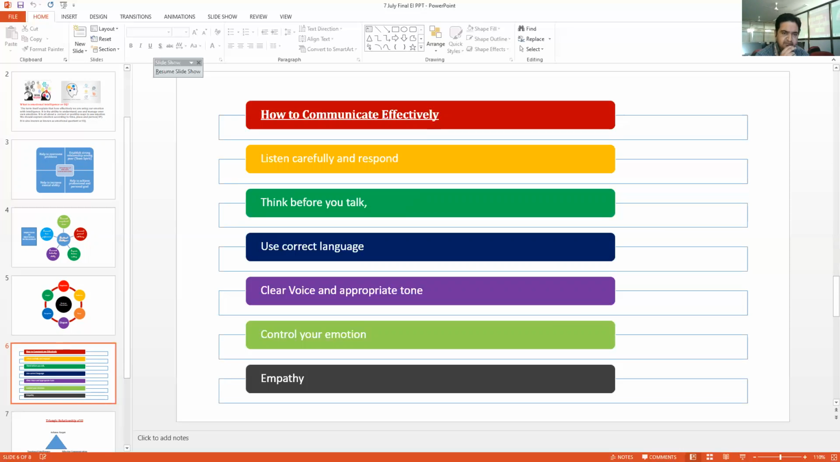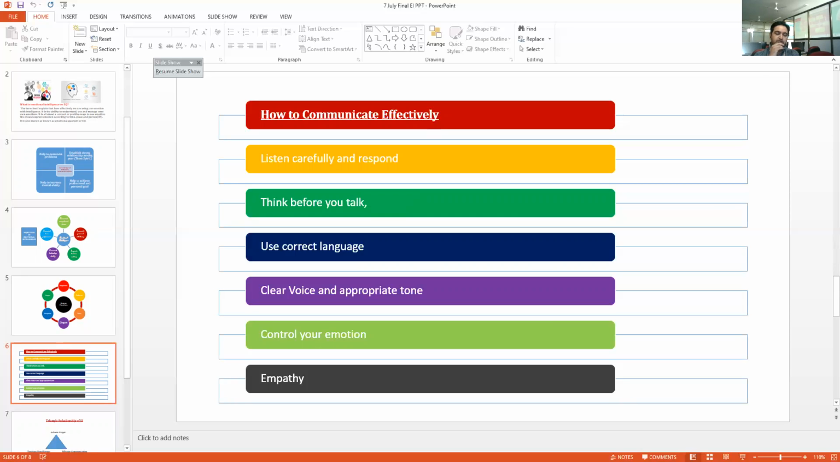Next is use correct language. We should always use correct language, according to the participants' understanding. If participants are very comfortable in their local language, we should think about using the local language. Clear voice and appropriate tone. Our voice should be very clear and very appropriate, so that everybody can get the benefit of that.